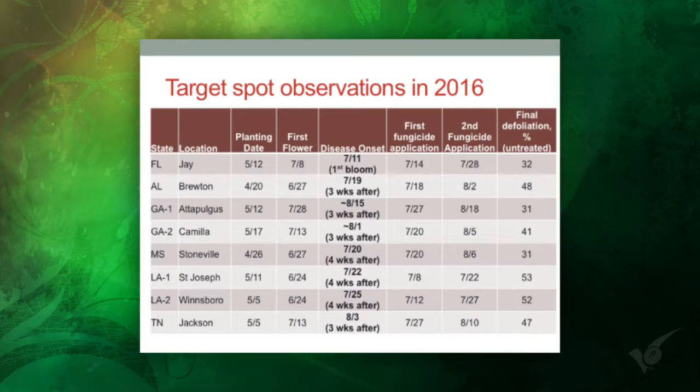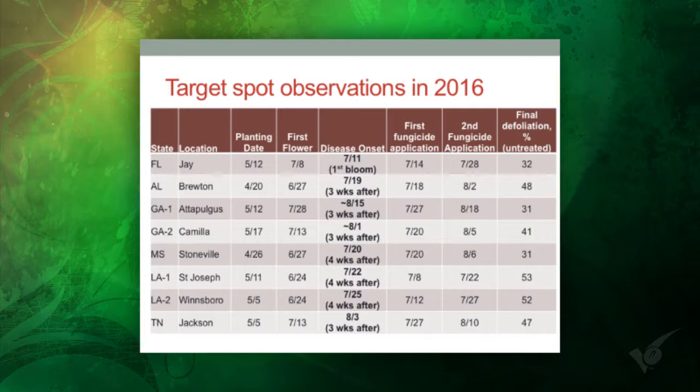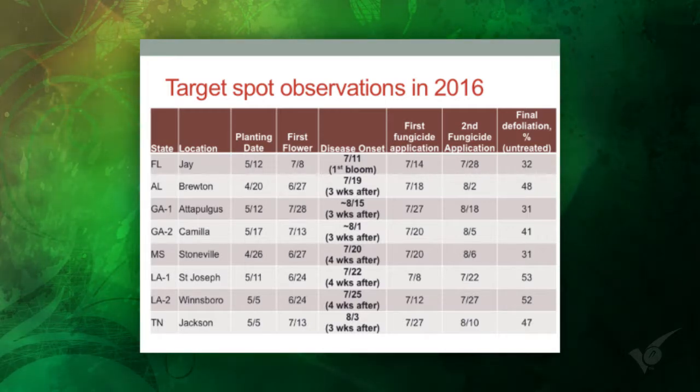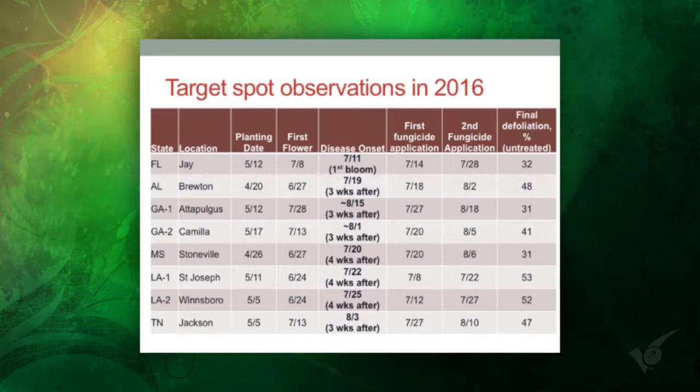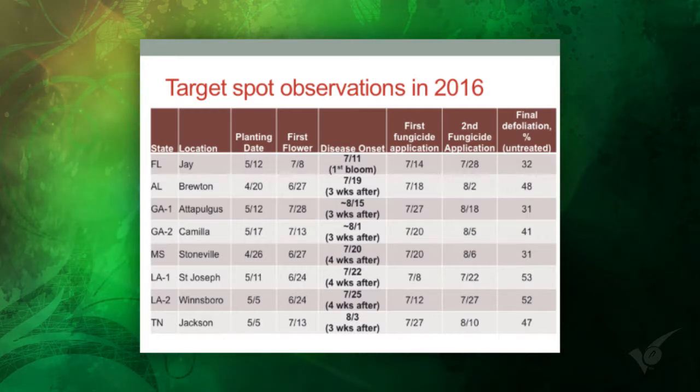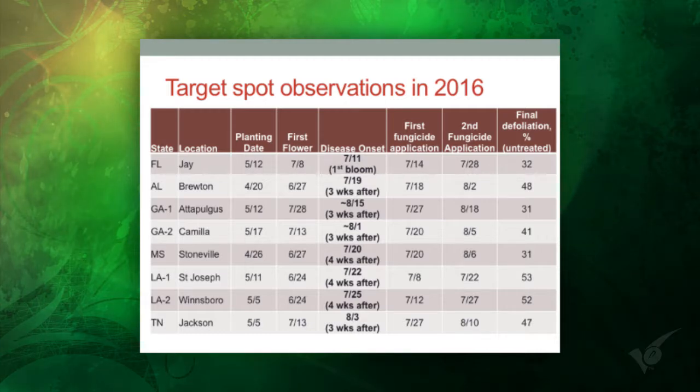All right. So 3 weeks after bloom, the first week of bloom, the 4th week of bloom for disease onset. Historically, what the folks out of Georgia have said, if they find it in the first week of bloom, that's when they get the greatest response to a fungicide. But here it was definitely all over the board. And their first fungicide application, some of them went out before that observational time. And I think there's just only one of them, the one in Jay, Florida, went out after they identified the disease.